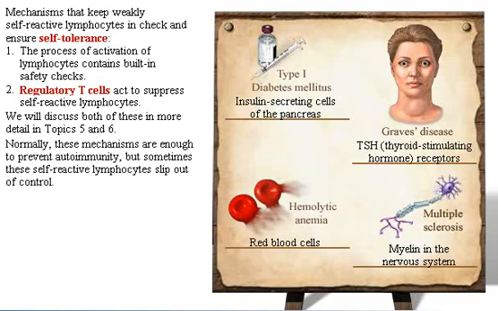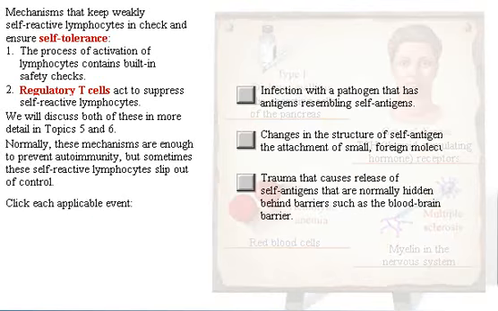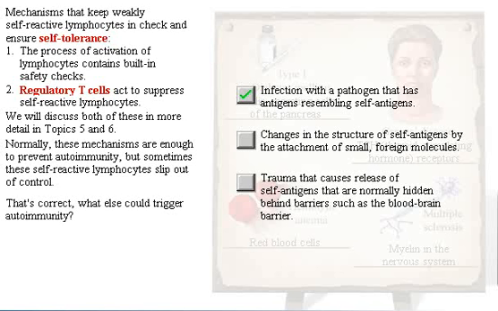Normally, these mechanisms are enough to prevent autoimmunity, but sometimes these self-reactive lymphocytes slip out of control. Click each event that you think might cause this loss of control. That's correct. What else could trigger autoimmunity? That's correct. What else could trigger autoimmunity? That's correct. All of these can lead to autoimmune diseases.